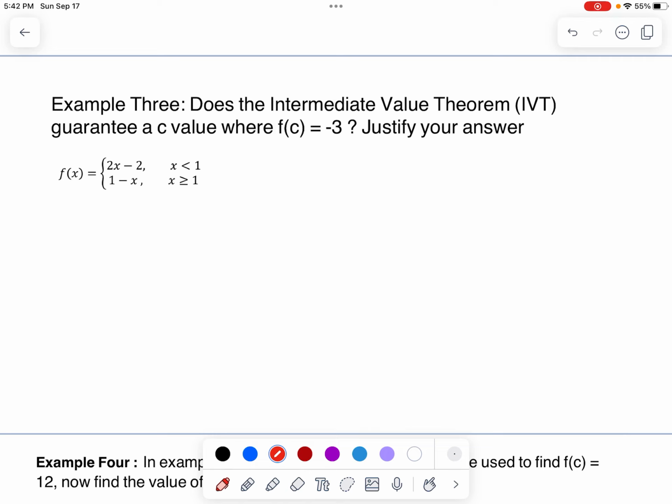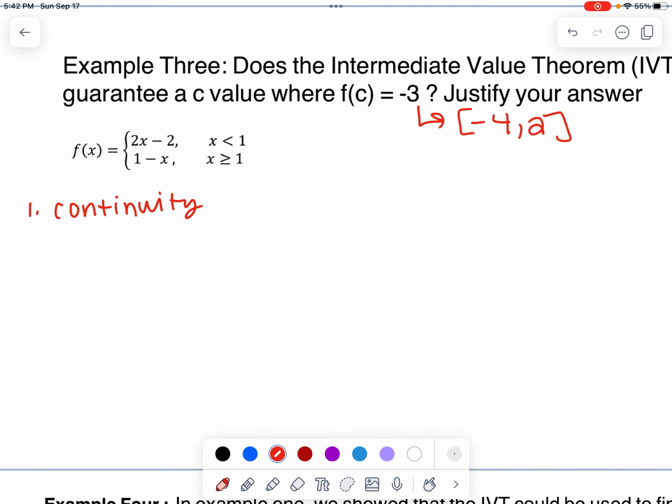Okay, does the intermediate value theorem guarantee a c value where f of c equals -3 on the interval, sorry, I forgot this, specifically on the interval -4, 2. Justify your answers. So we're going to start off looking at the continuity, and we have a piecewise function. And every time we have a piecewise function, life tends to be a little bit more complicated.